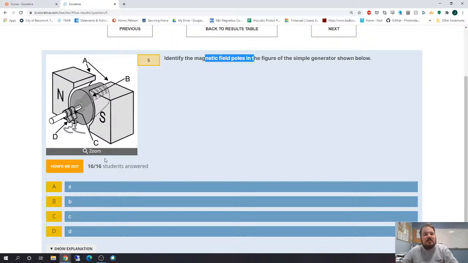I sure hope y'all did good on this one. This one seems pretty straightforward, right? You got a huge north and south labeled. Oh, that's good. 2 of you. We can chalk that up just to mistakes.